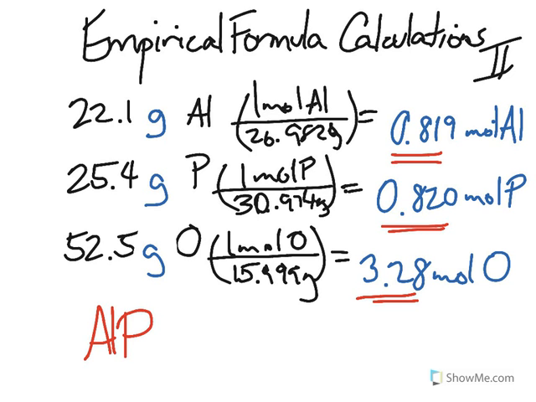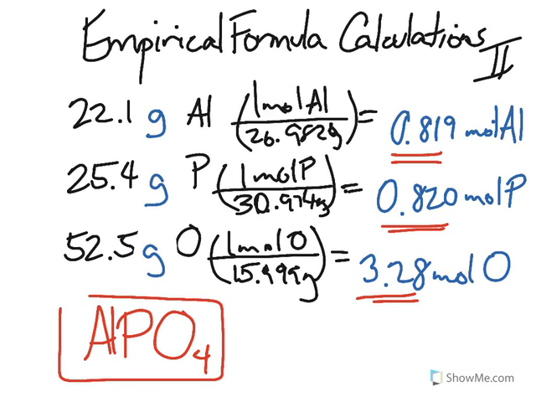And 8 goes into 32 about 4 times, so we can assume that there's 4 oxygens for every aluminum and 4 oxygens for every phosphorus, which makes our chemical formula AlPO4. And this is aluminum phosphate.